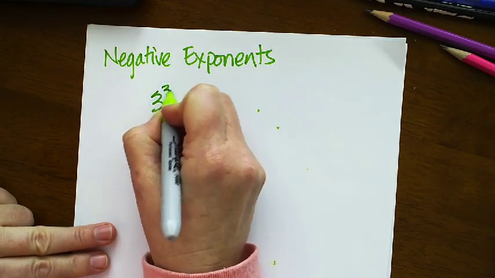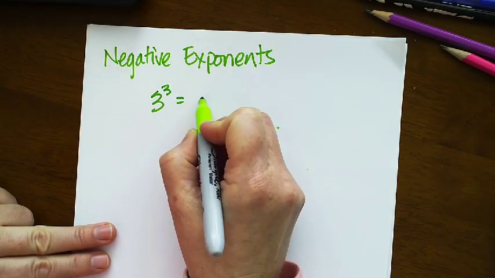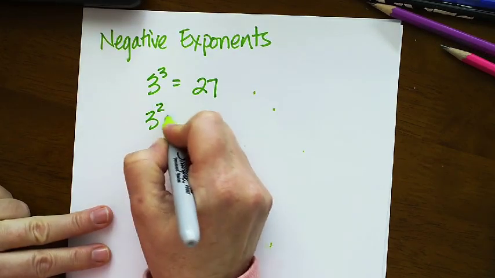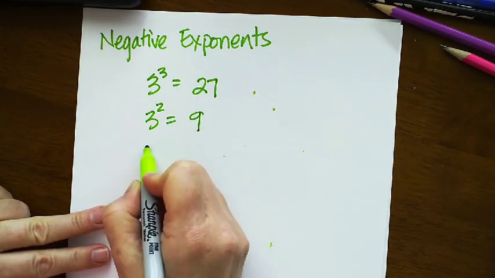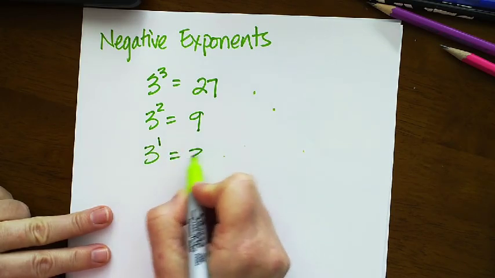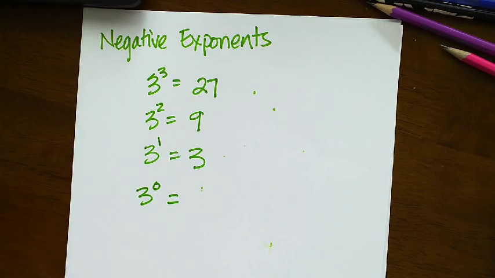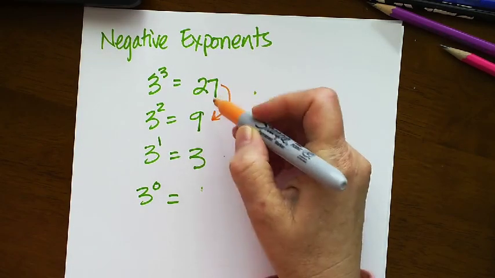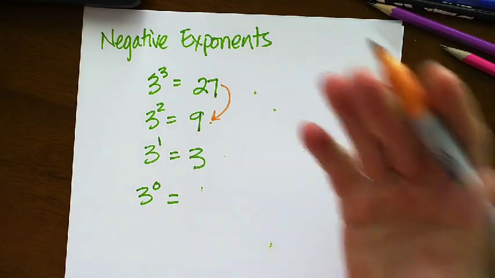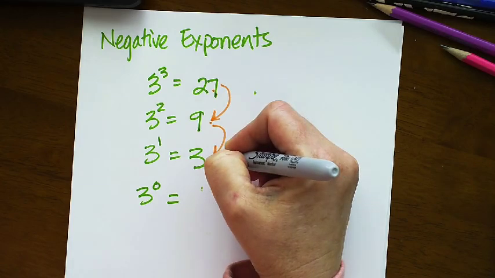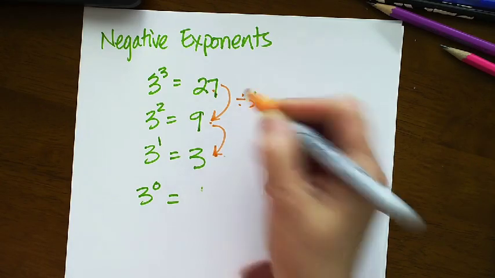Remember that 3 cubed is 3 times 3 times 3, which is 27. 3 squared, 3 times 3, is 9. 3 to the first is 3. And if you're trying to figure out what 3 to the 0 is, you can just look at the pattern for the answers. To go from 27 to 9, yes, you could subtract, but that's not the pattern. We want something that's going to work each time you're dividing by 3.